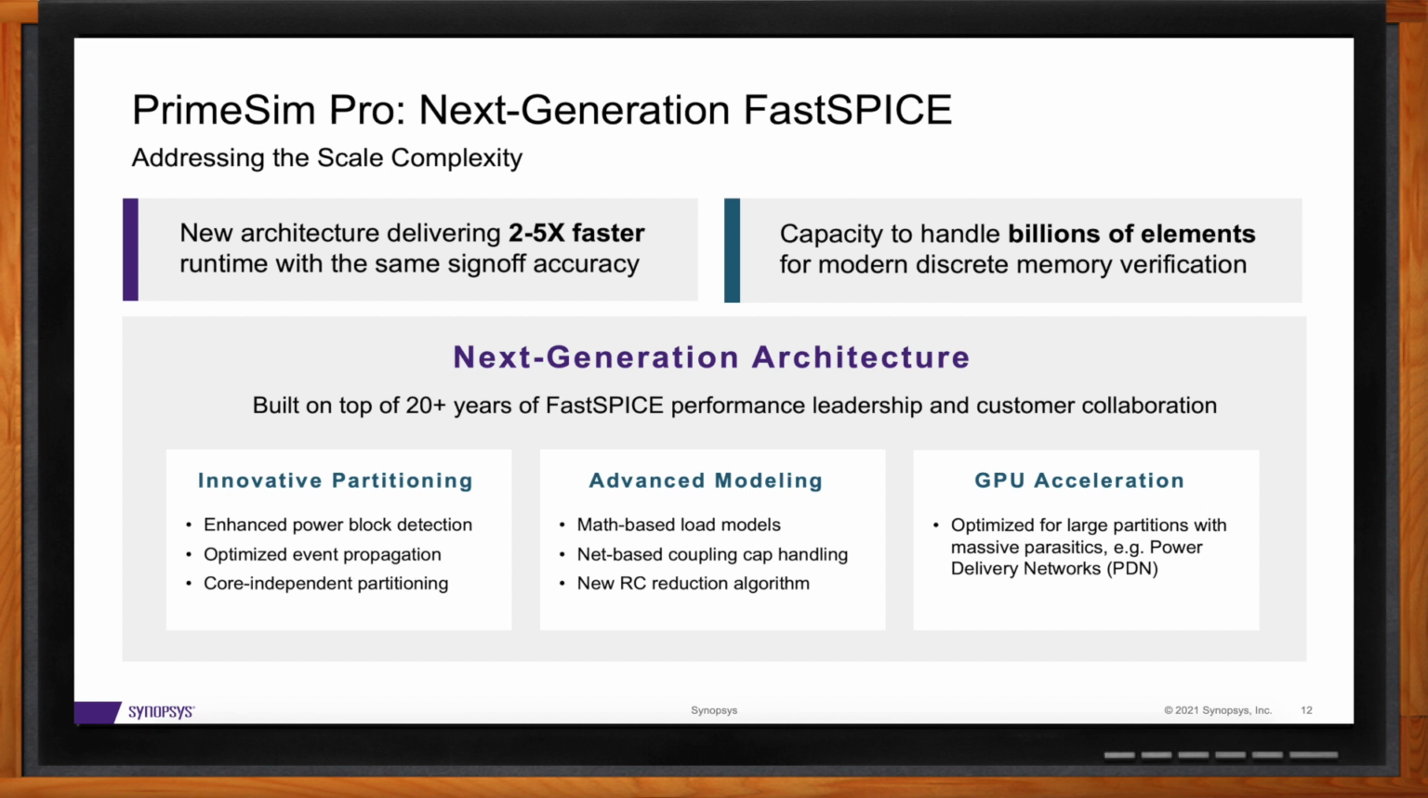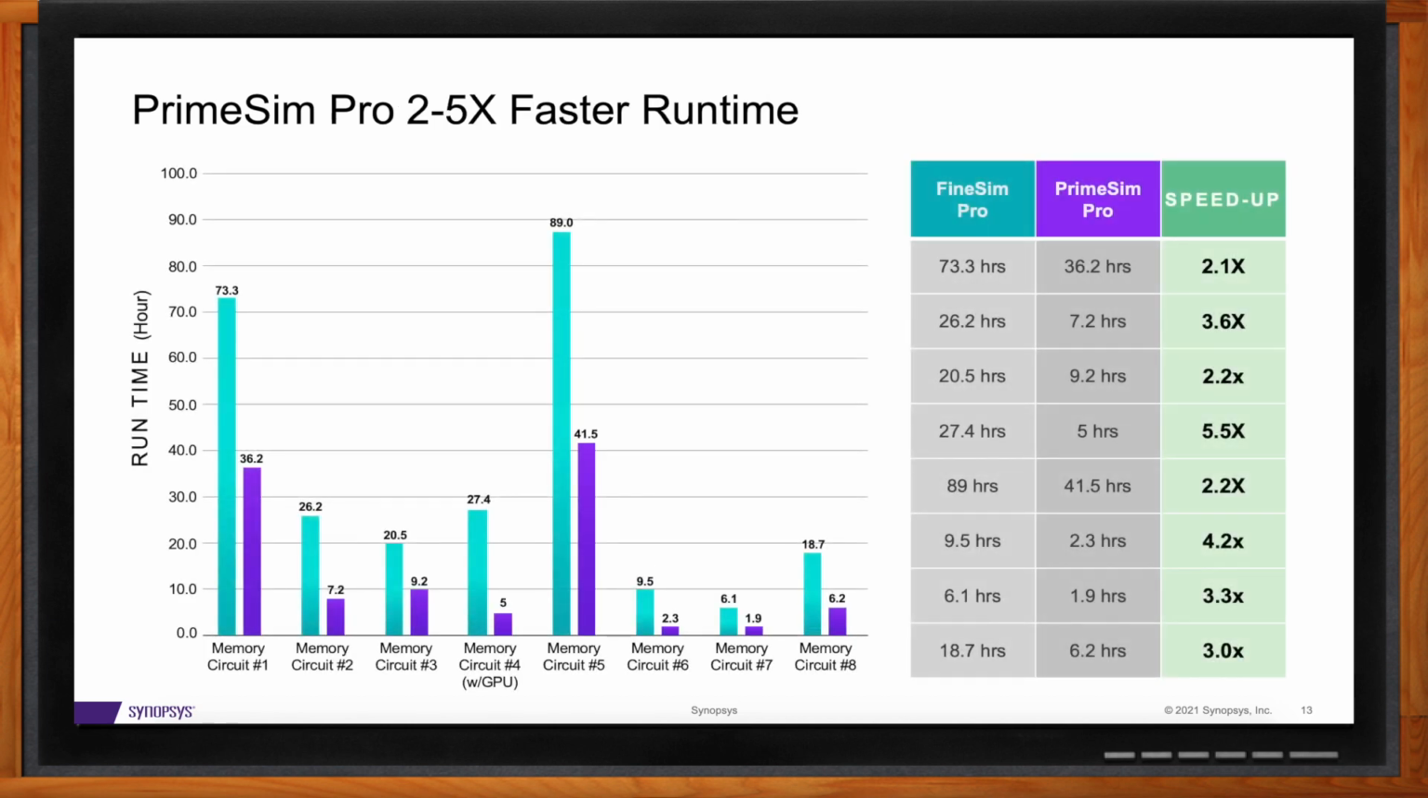So the result of this architecture is 2 to 5 times better runtime. And more importantly, it's really the improvement in capacity, the ability to handle billions of elements in order to simulate the modern large designs of today. That makes sense. Now, what kind of runtime specs are we really talking about here, Hani? Yeah, if we compare, since we are the leader, right? So let's really compare to ourselves here. The top memory vendors in the world today have evaluated PrimeSim Pro, our FastSPICE technology, and they have seen between 2x and 5x better performance, as you can see in the results here.